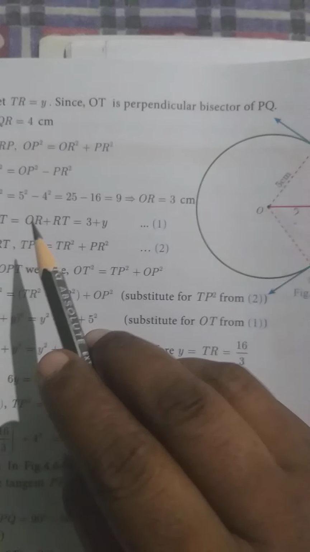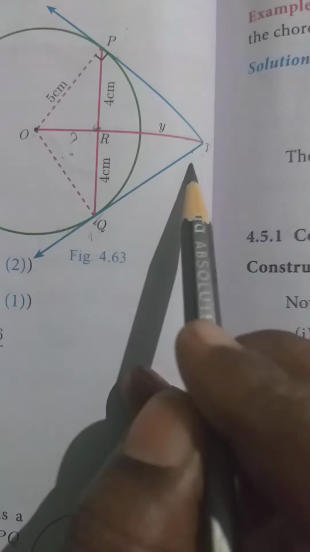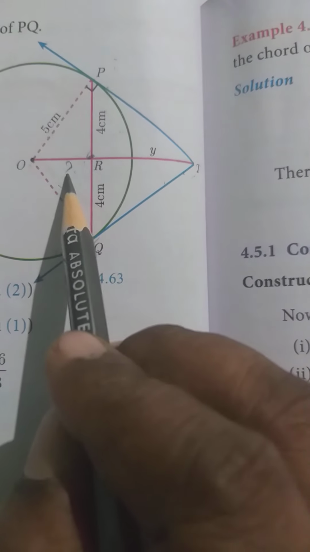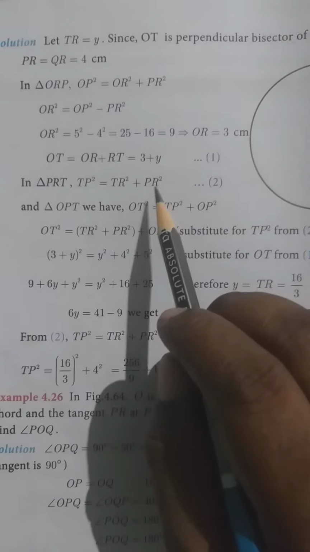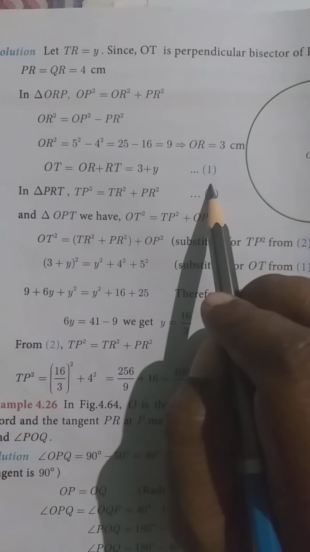Next, for OT, this length you know, this length you don't know. Here you take 3, so this length is equal to 3 plus y. Therefore, OT is equal to 3 plus y. Consider this as equation 1.